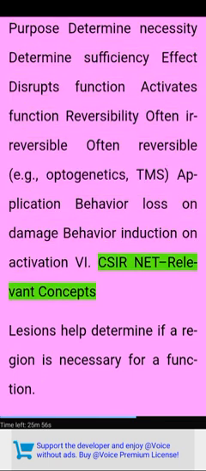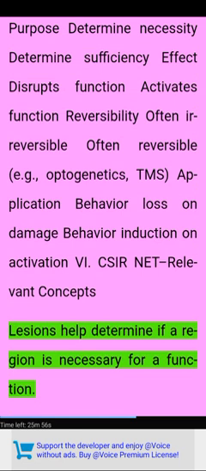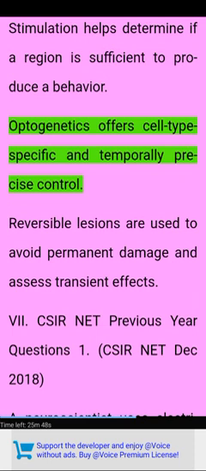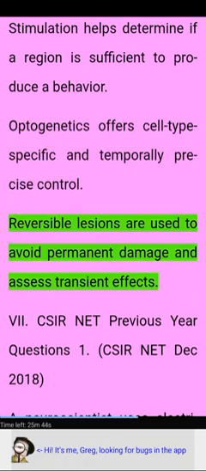B. CSIR NET relevant concepts. Lesions help determine if a region is necessary for a function. Stimulation helps determine if a region is sufficient to produce a behavior. Optogenetics offers cell-type-specific and temporally precise control. Reversible lesions are used to avoid permanent damage and assess transient effects.